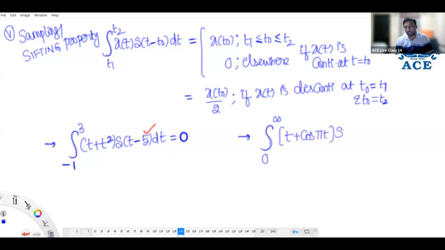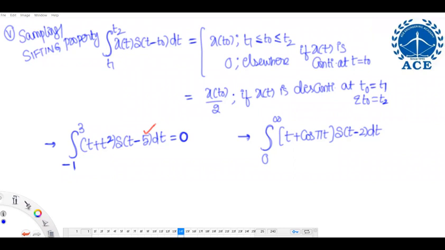Think of this. Integral from 0 to infinity of (t plus cos pi t) into del of (t minus 2).